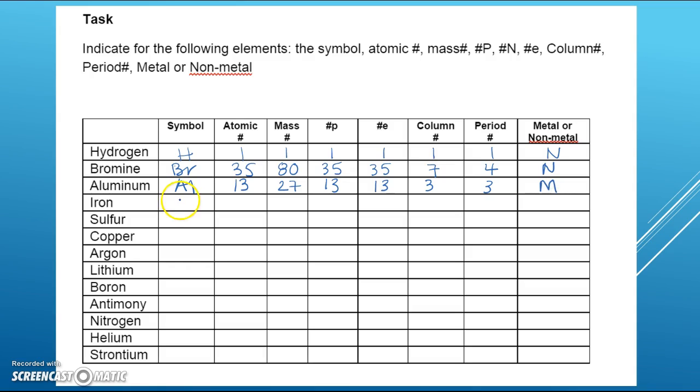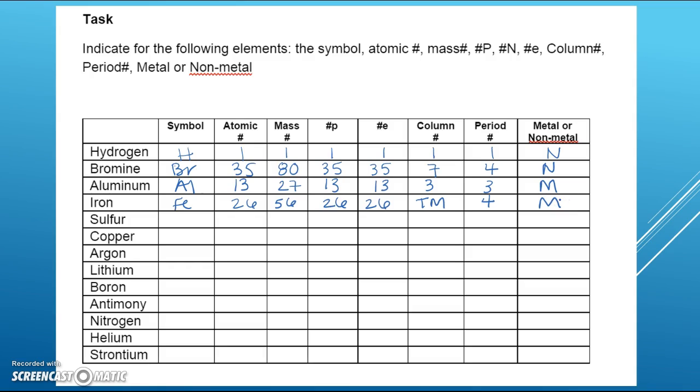So let's look at iron. Iron is Fe. The atomic number is 26, the smaller of the two numbers. The mass number, the larger of the two numbers, is 56. 26 is the number of protons, and 26 is the number of electrons. The column number is kind of tricky. It's in the transition metals. I'm just going to write down the transition metals, so Tm. I'm not too concerned about that. We can talk about that more in class. And the period number is 4. And we know that it is a metal. It's a transition metal, so it's a metal.